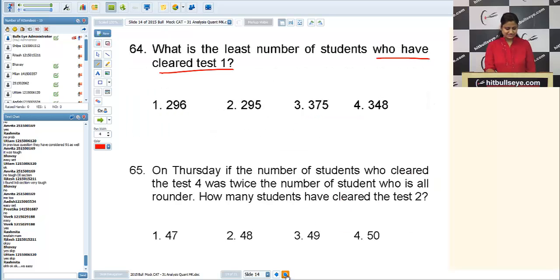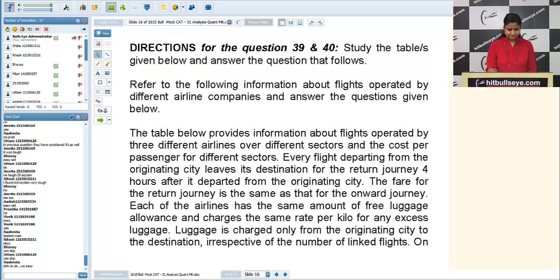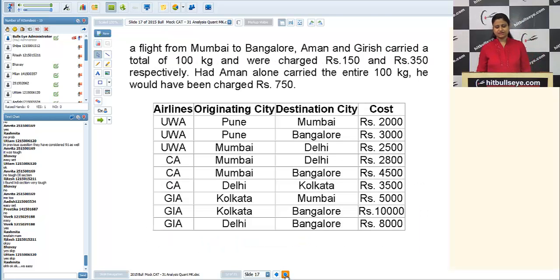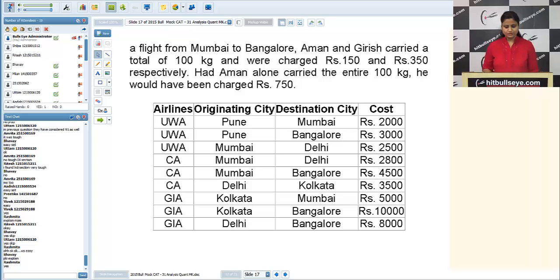Okay, any problem? 65th, 66th? Yes, guys? Okay, I'm moving further. Yeah, 39 and 40th. In 2008, I guess, we had a similar set. In the 2008 original CAT, we had almost the same set, kind of. It was a Raja, Praja kind of thing. Yes, Bhavya, I will. Okay, let us see.